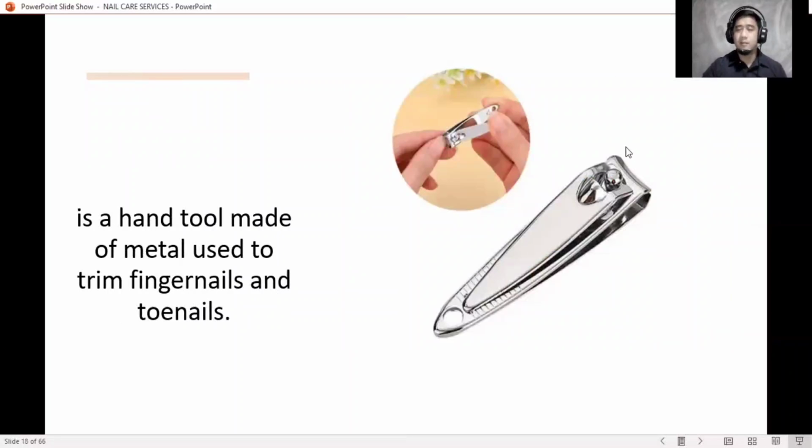Next, this one you are already familiar with. Okay, I believe lahat tayo meron nito sa bahay. It is a hand tool made of metal used to trim fingernails and toenails. So when we say fingernails, yung mga nails natin sa ating mga kamay. If it's toenails, sa ating mga paa. We call it, obviously, nail cutter. Okay, very good tayo dyan.